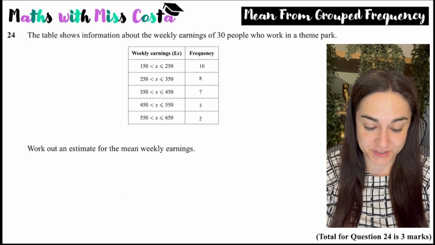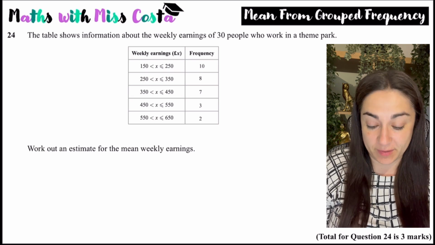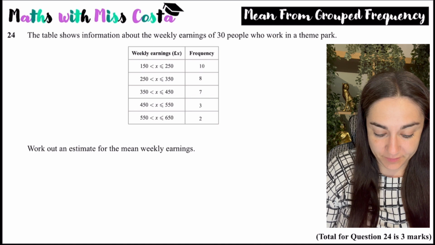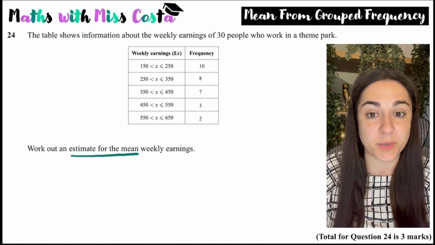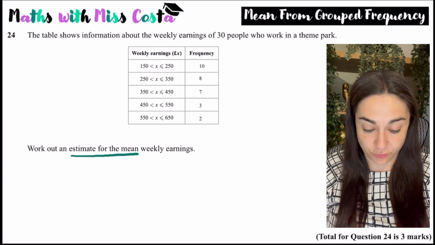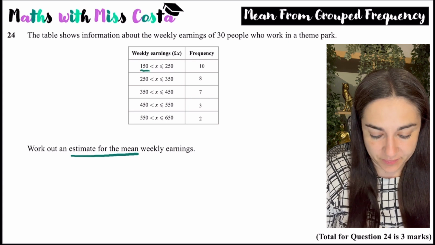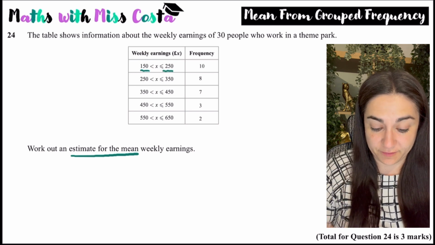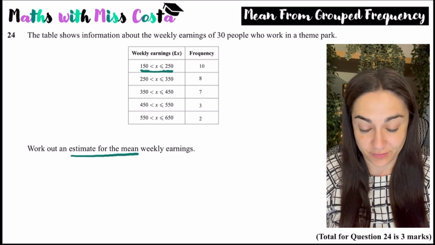Okay, so in this question, I have been given information about the weekly earnings of 30 people who work in a theme park. And I need to work out an estimate for the mean weekly earnings. So this is essentially working out the mean from a grouped frequency table, and grouped frequency means that instead of just having one number here, there's a class interval. So the earning, for example, for this one would be anywhere between 150 and 250 pounds.